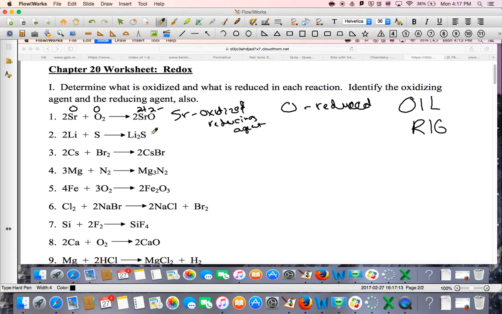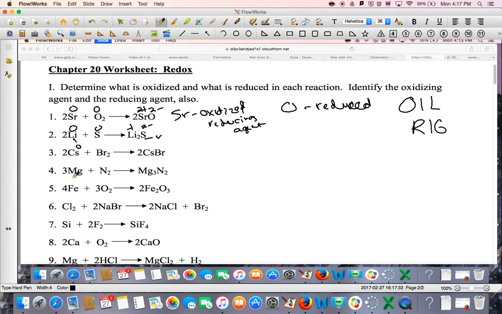Next example. Sulfur was nothing at this point in time, and he's a 2 negative right there. Lithium was nothing, and he's a positive 1 here. So your lithium lost electrons, so lithium was oxidized. Your sulfur was reduced, because notice he gained electrons.